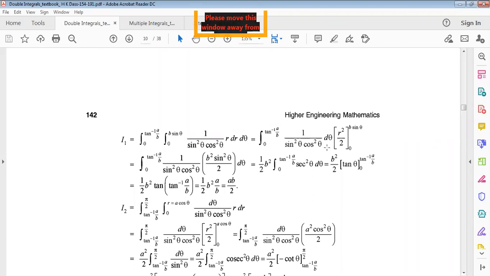The integration of r will be r square by 2. Now putting the value b sin theta in place of r, after sin square theta cancels, only sec square theta remains. The integration of sec square theta with respect to theta is tan theta. Now we put in the upper limit and lower limit in place of theta.